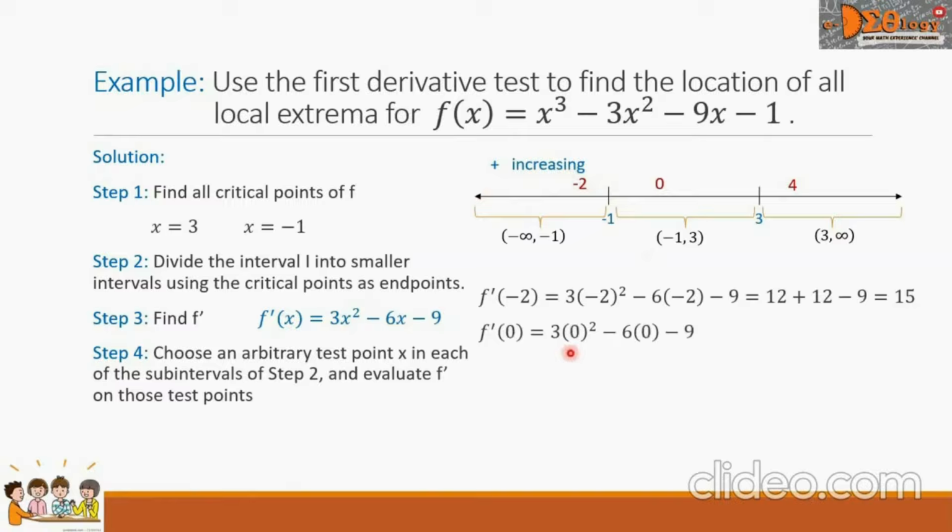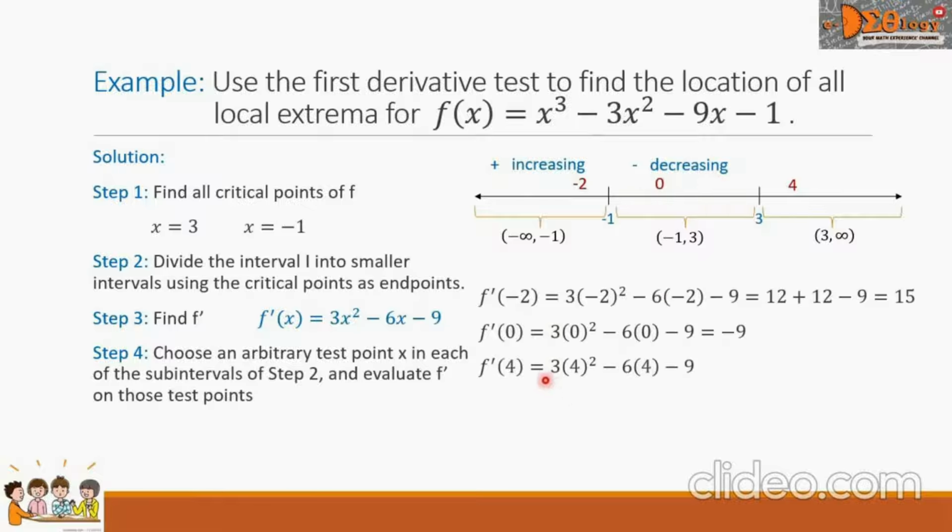This is equal to 3 times 0 squared minus 6 times 0 minus 9. We can simplify this into -9. We are more concerned here about the sign of the 9. So this is negative. The negative sign represents the sign of the derivative in the whole sub-interval here. Let us take a note that we have a minus or negative sign, and we have a decreasing function over this sub-interval. Now let us evaluate f prime of 4.